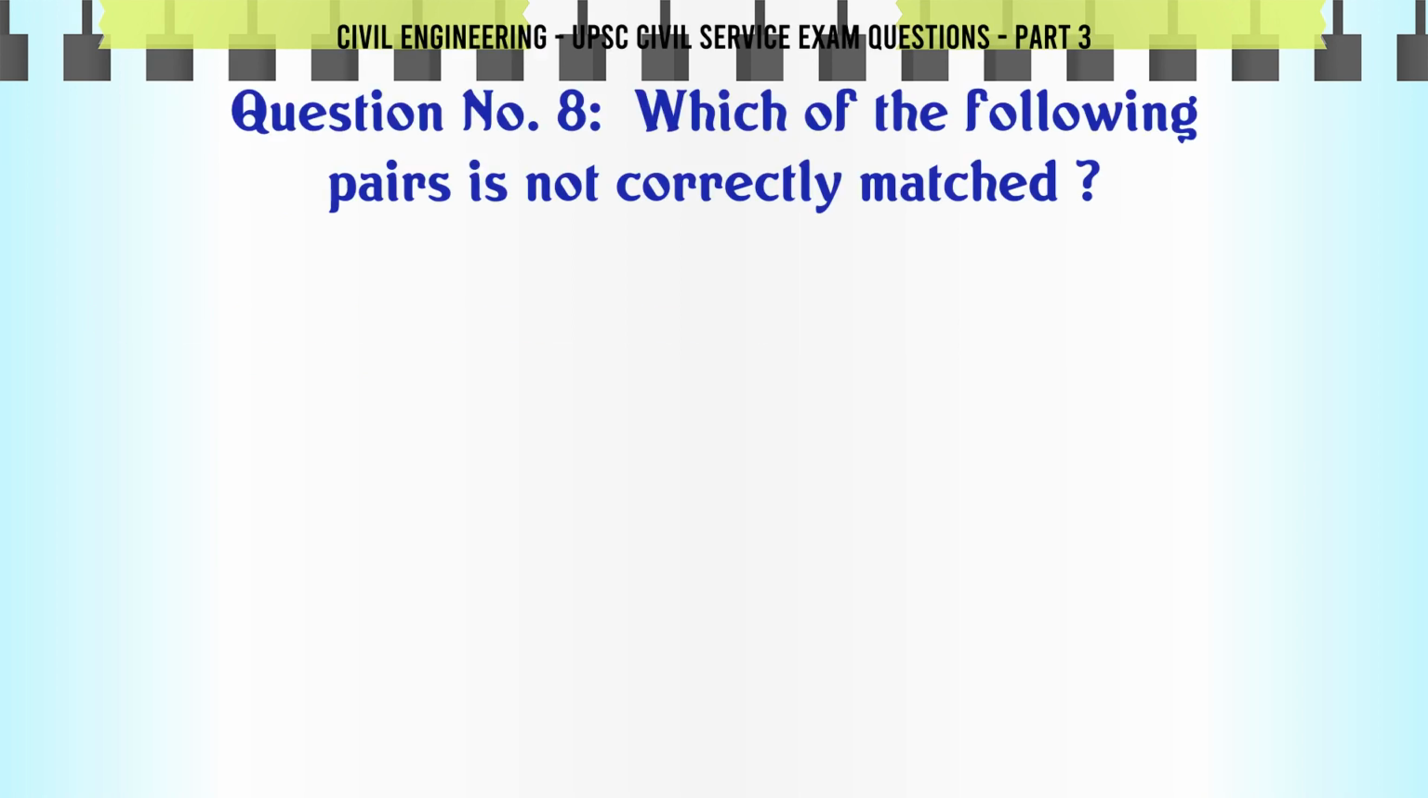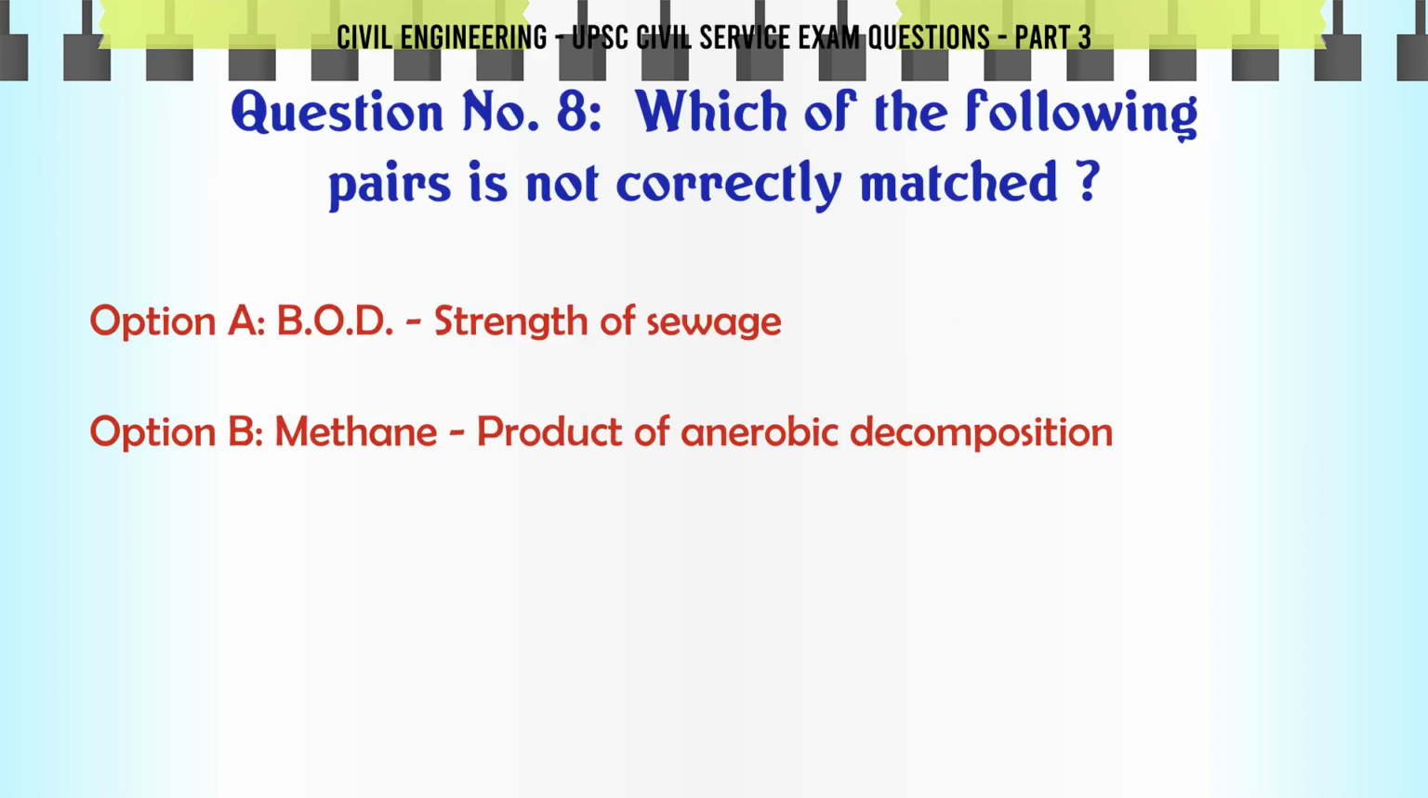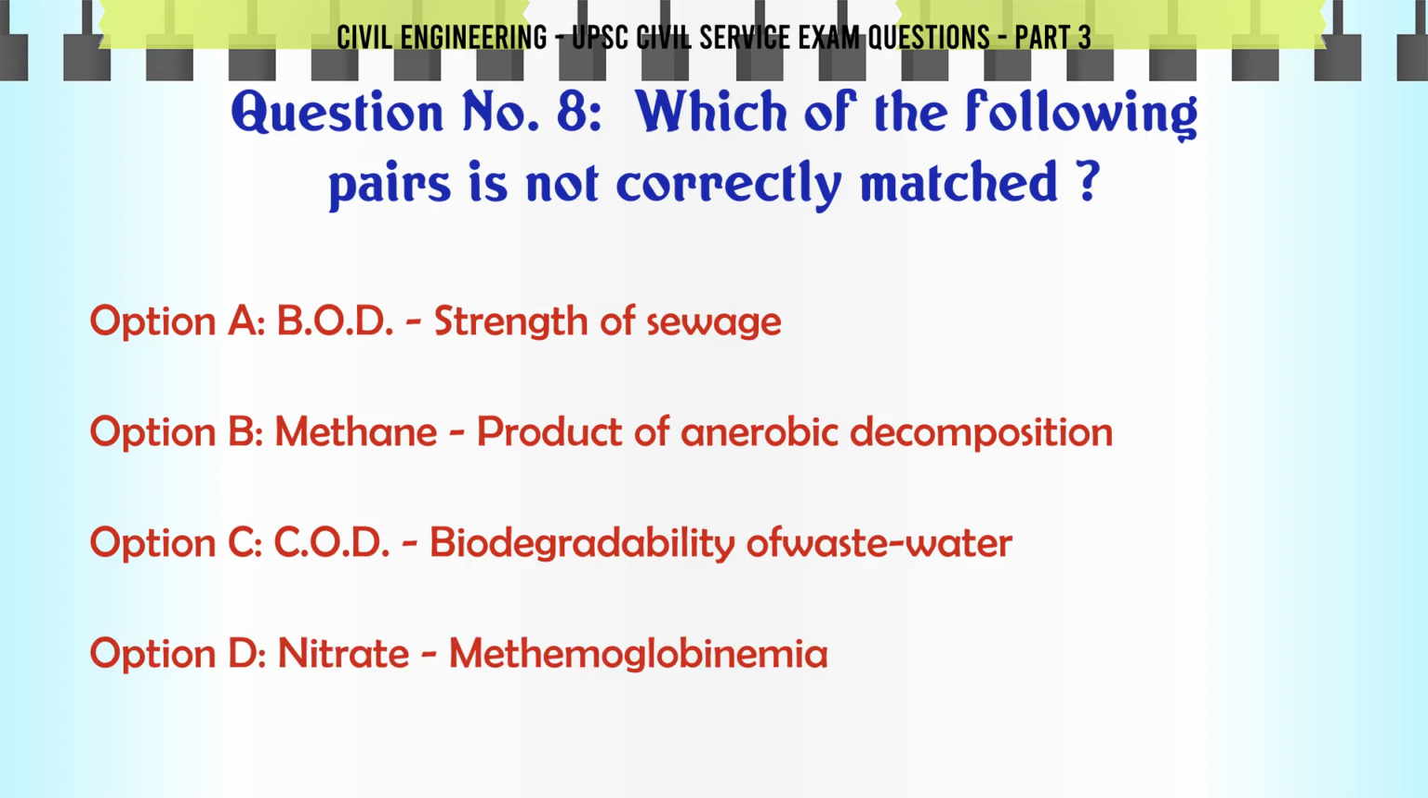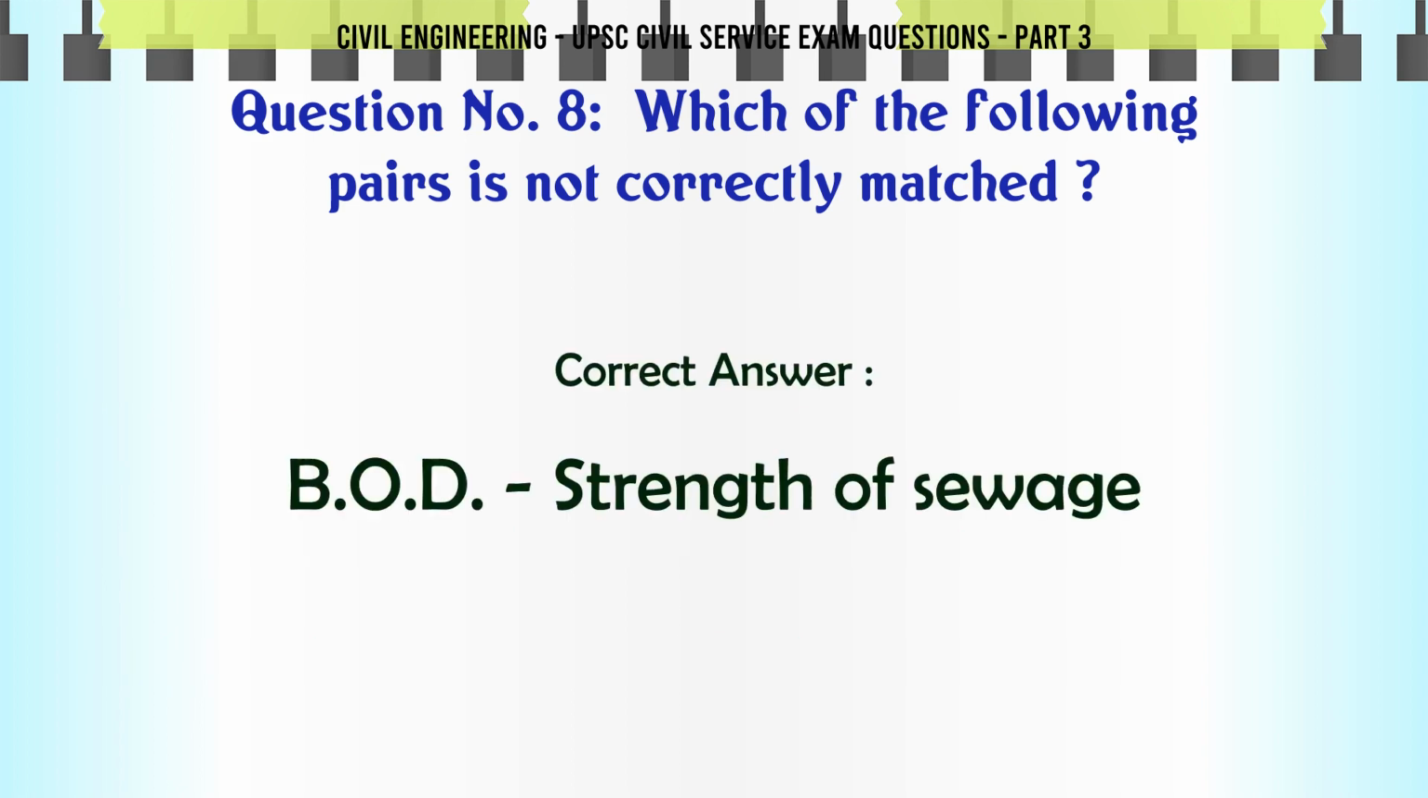Which of the following pairs is not correctly matched? A. BOD, strength of sewage, B. Methane, product of anaerobic decomposition, C. COD, biodegradability of wastewater, D. Nitrate, methemoglobinemia. The correct answer is BOD, strength of sewage.